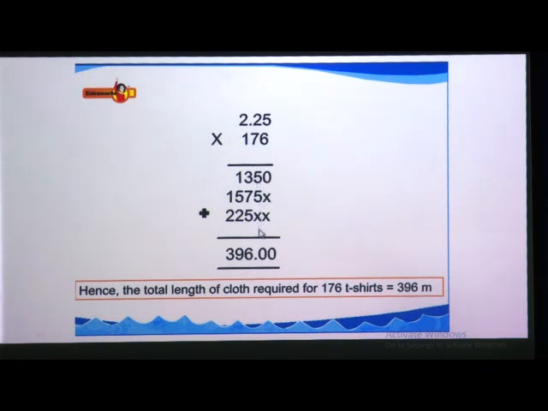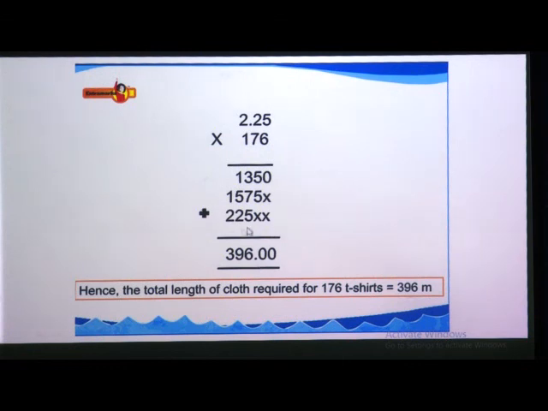After multiplication, in these steps I have put a cross sign; you can put a 0, because in the previous sums we learned about the 0, or you can put the cross sign. So after multiplying 176 by 2.25, which is nothing but 225 now, we get 39600. After the decimal point how many digits are there? There are 2 digits. So we have to leave 2 digits from the right-hand side, 1 and 2, and put a decimal point.